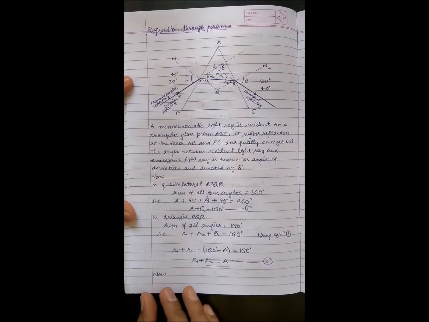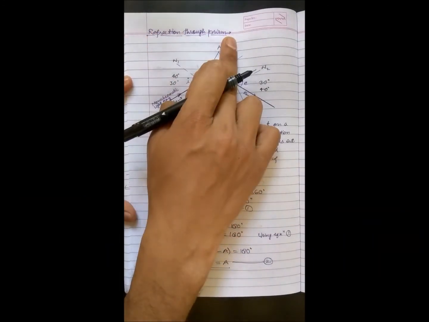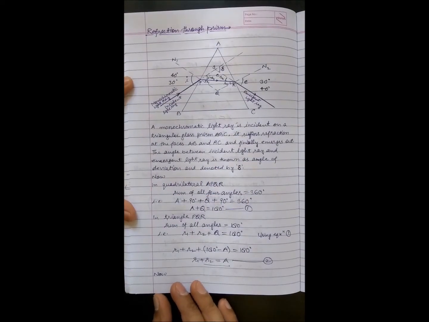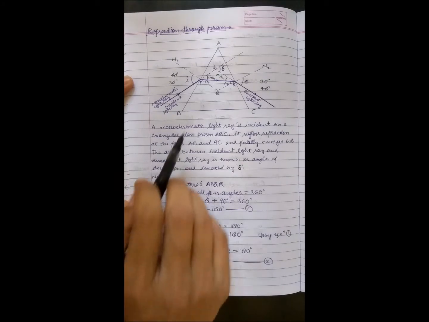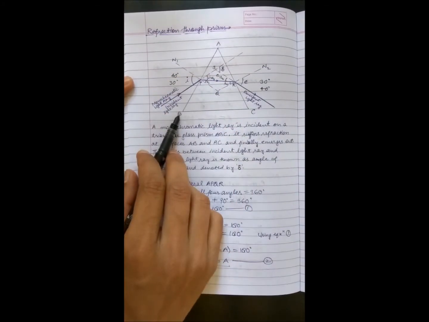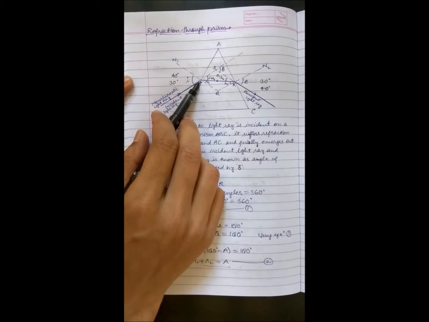Hello students, today we are going to discuss refraction through a glass prism, triangular glass prism ABC, and finally we will reach the expression for the refractive index of the glass prism. Suppose this monochromatic light is incident on face AB and this is the normal at the point of incidence.